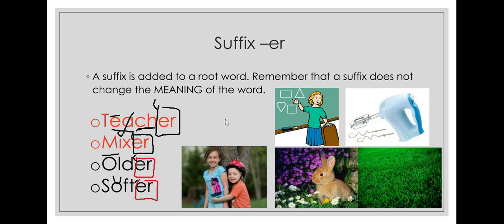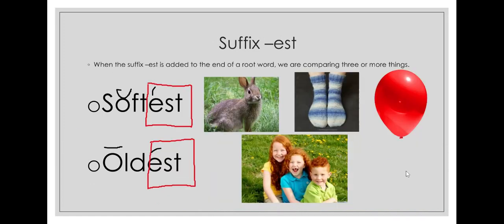All right? So, when do we use suffix er? When we add it to a word that is doing something, like a teacher teaches, and we add it to a word to compare two things, like older. And est is for three or more things, like softest, or smartest, or toughest, or prettiest.